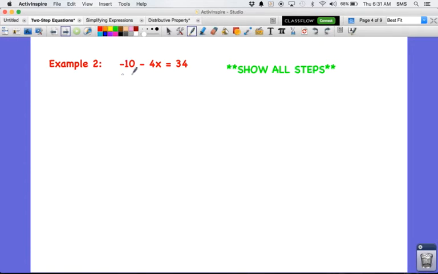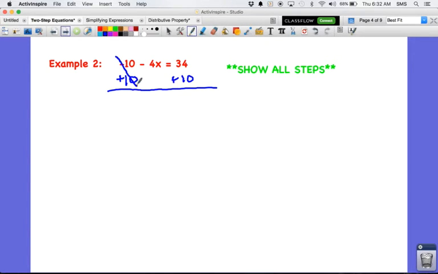So the first thing I want to get rid of is this constant on the outside here. I'm trying to get rid of this constant, and I want to get rid of this negative 10. So the opposite of negative 10 is a positive 10. The way I can get rid of negative 10 is by adding 10, because negative 10 plus 10 is 0. But whatever I do to one side of the equal sign, so now that I'm working on the left side, because I added 10 on this side, I have to add 10 on the right side to maintain balance.